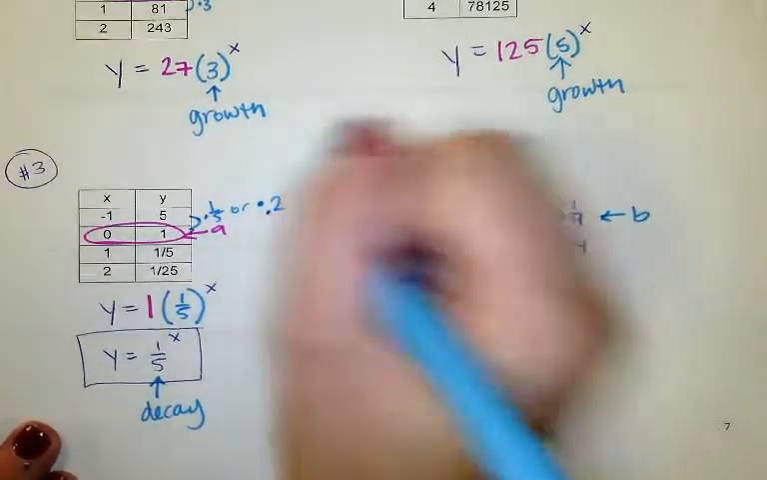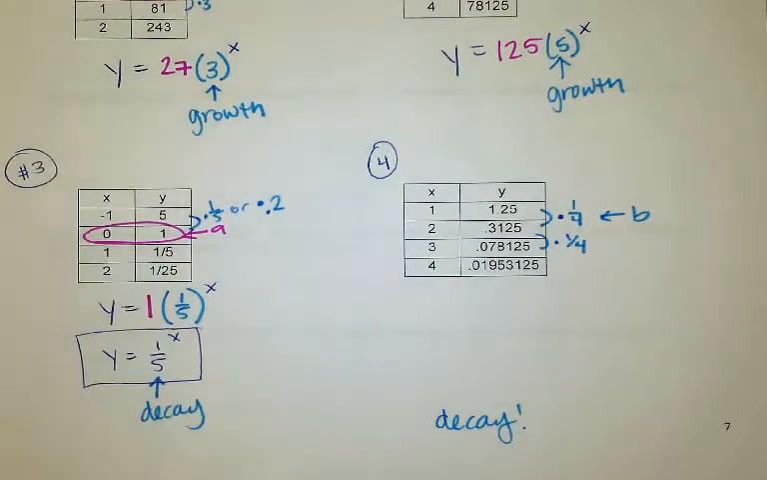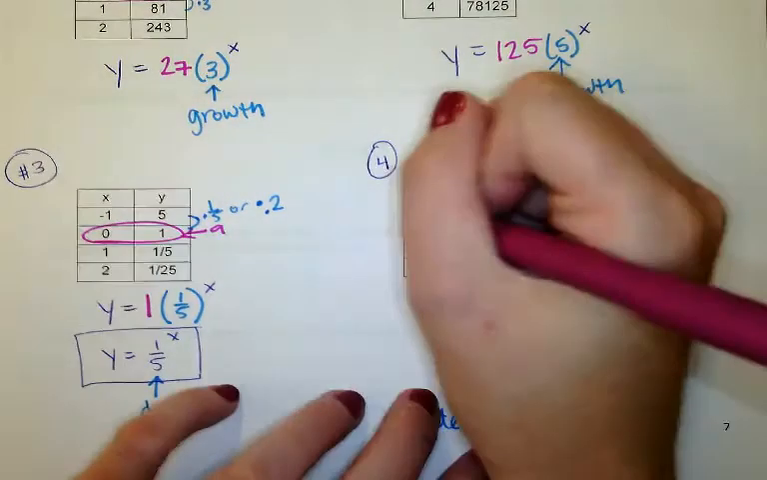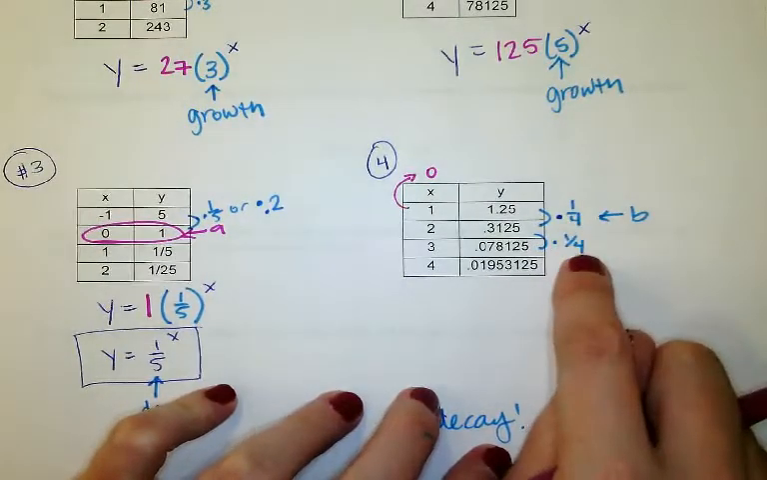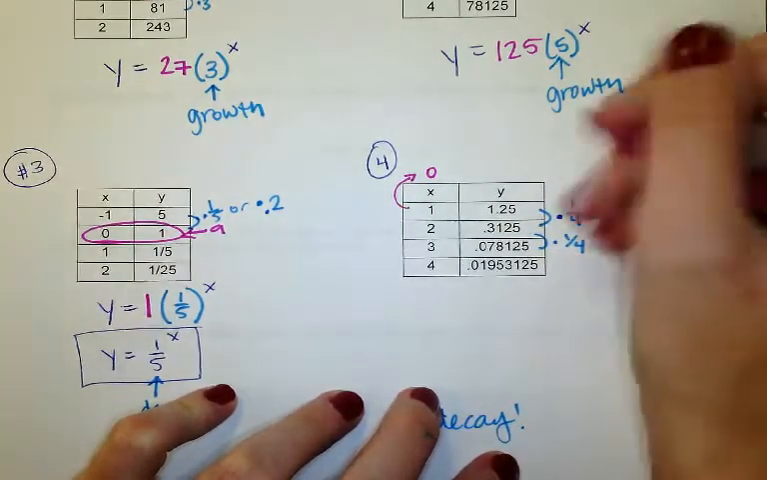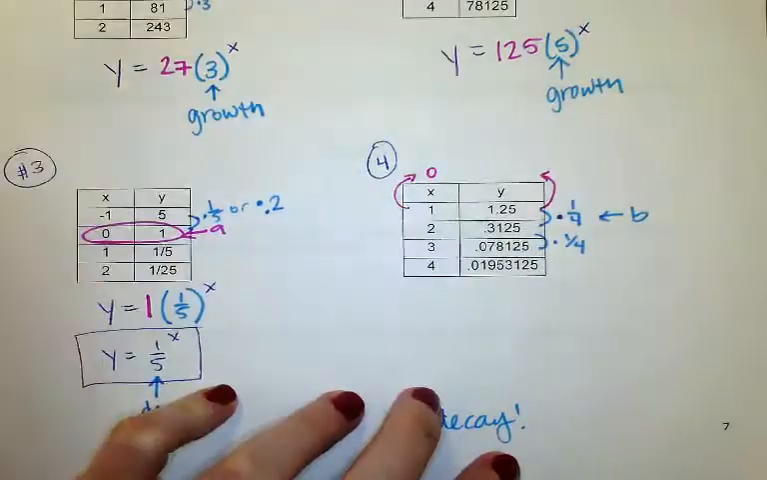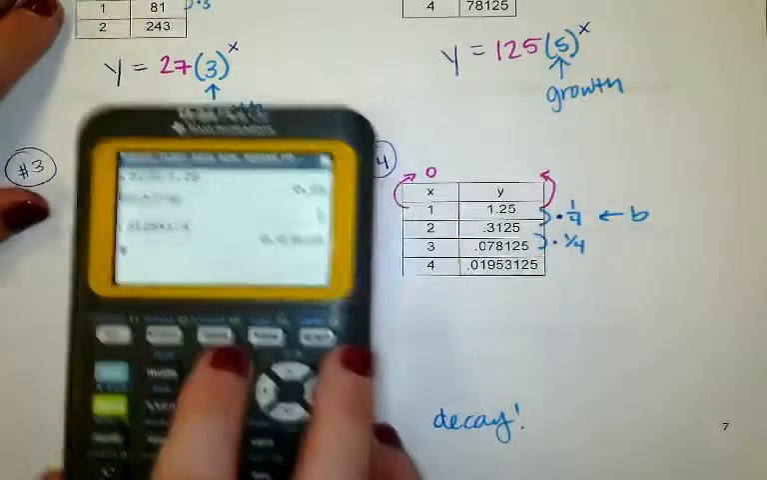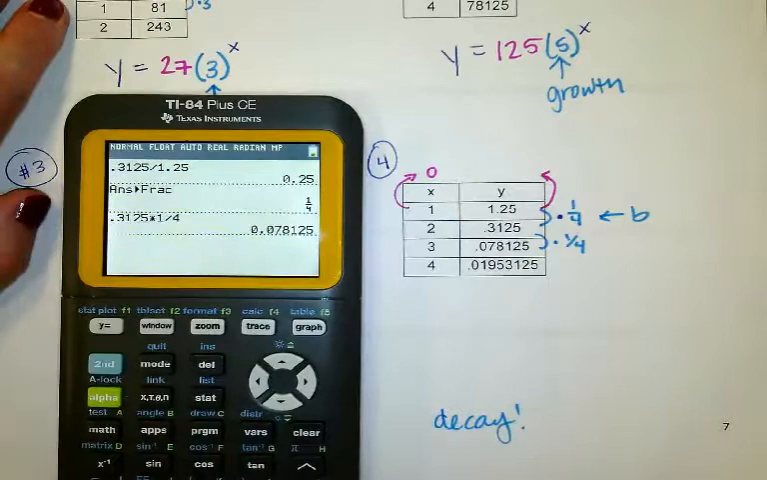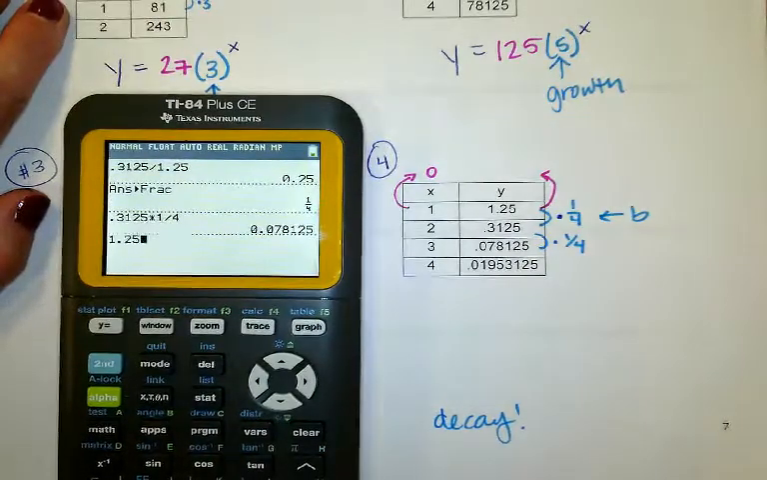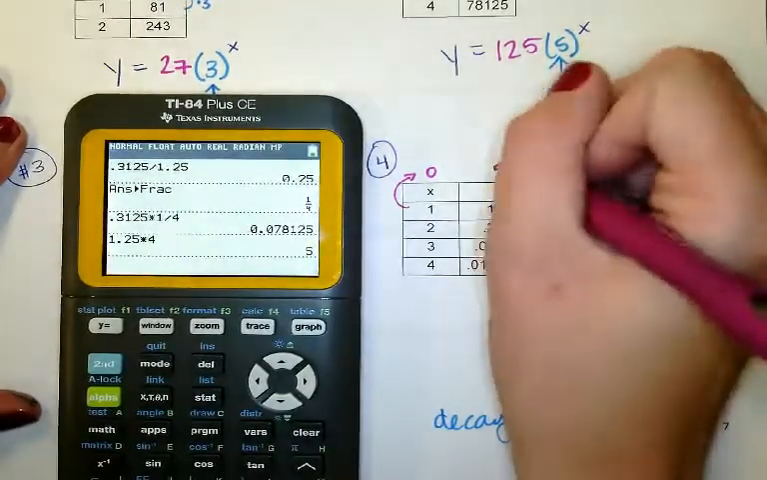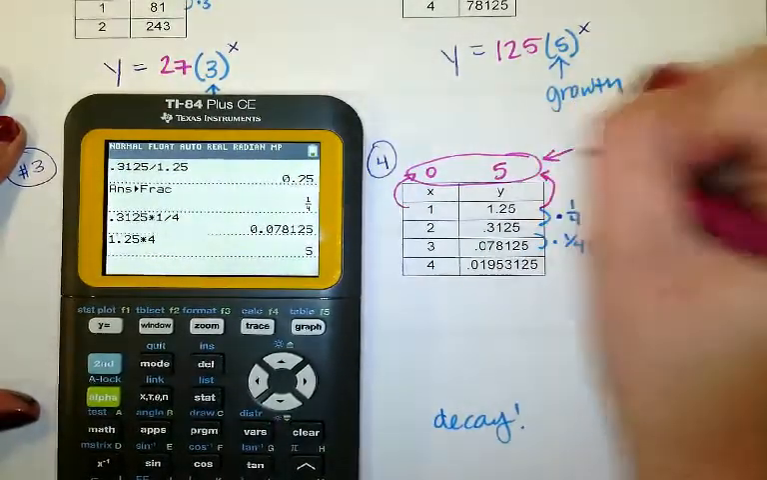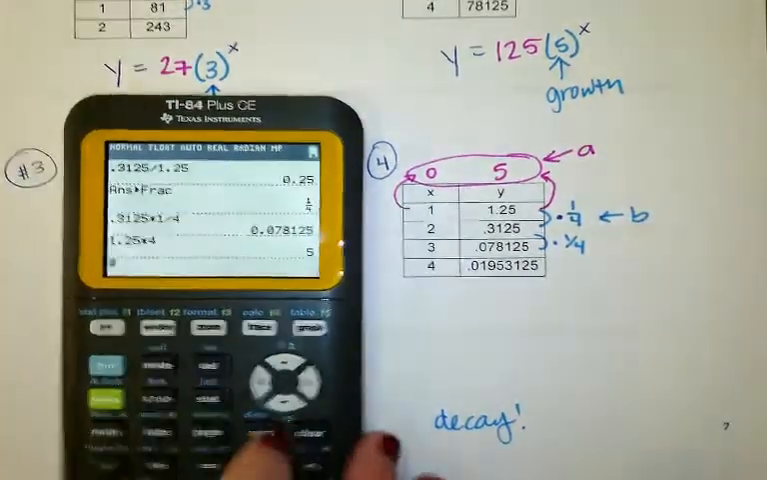Okay, do we know our A value? No. So we got to go backwards. So guys, if I'm multiplying by 1/4 to get these, what am I going to have to divide by to get that guy? Divide by 1/4. Or you could just say multiply by 4. So 1.25 times 4, that is going to give me 5. So this right here gives me my y-intercept of 5. Do y'all feel good about that?